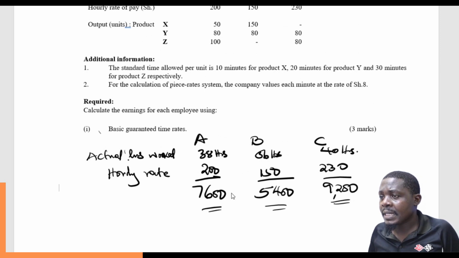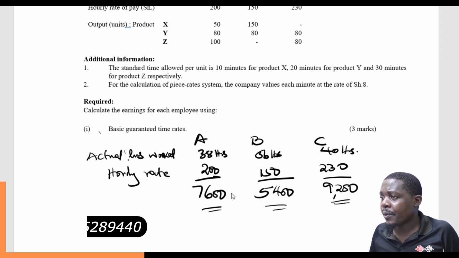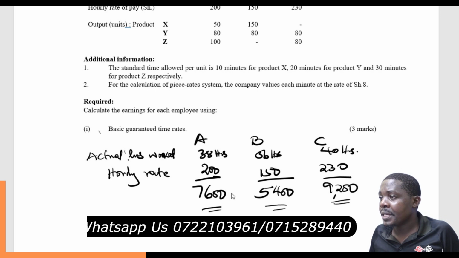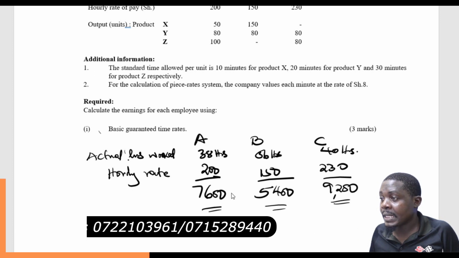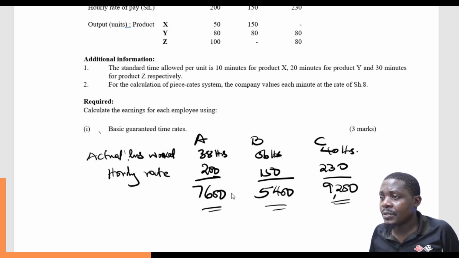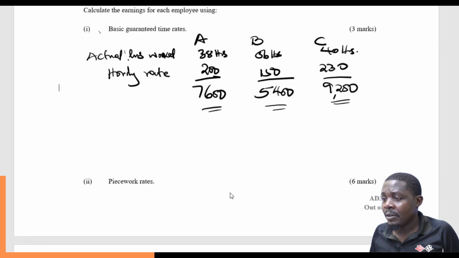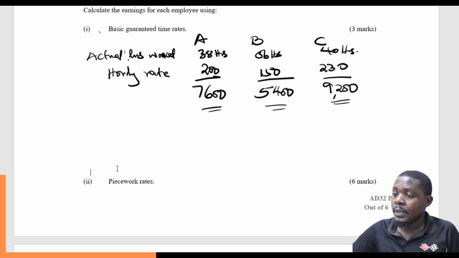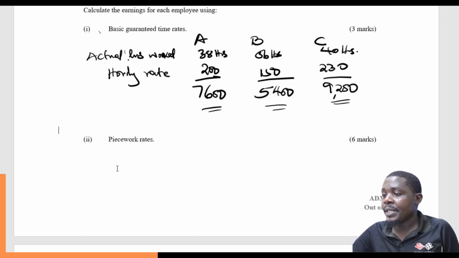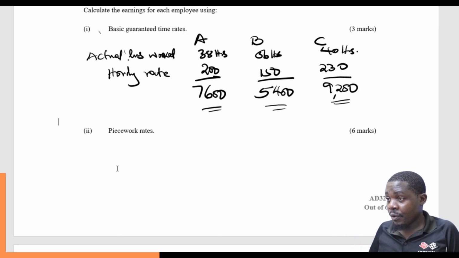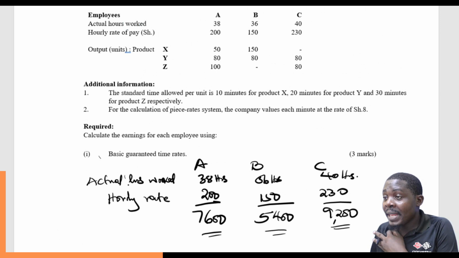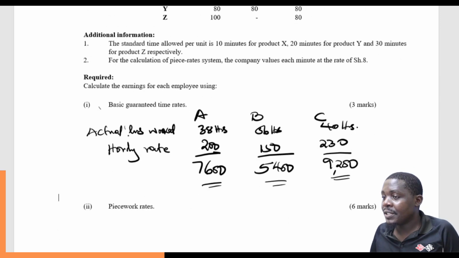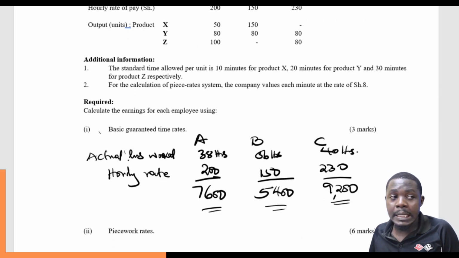Then we are told that the standard time allowed per unit is 10 minutes for product X, 20 minutes for product Y, and 30 minutes for product Z. Then for the calculations of the piece rate system, the company values each minute at the rate given. Now calculate the piece rate. How do we determine the piece rate? First of all, we are going to determine the number of minutes worked by each of these particular individuals. We have A, B, and C.